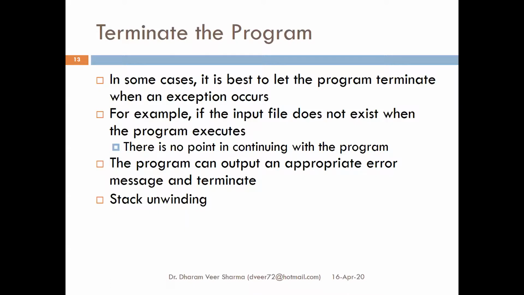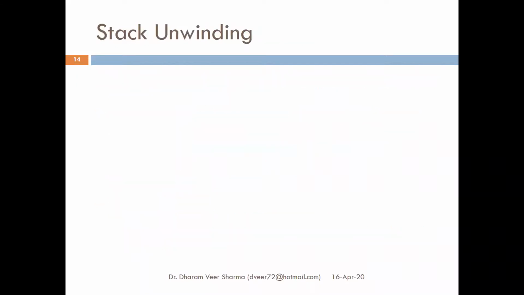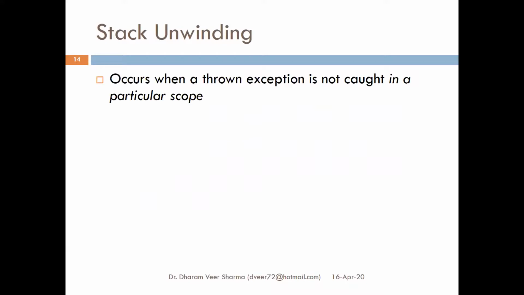And then because of this, stack unwinding will happen. I'll tell you what that is. It occurs if no matching catch handler is found. If there is no corresponding catch handler for the throw statement, then stack unwinding will happen. The program attempts to locate another enclosing try block in the calling function. So, okay, let us discuss stack unwinding first, then I'll give you an example of this. It occurs when a thrown exception is not caught in a particular scope. If the exception is not caught, then stack unwinding will happen.